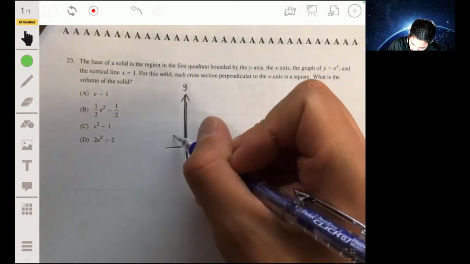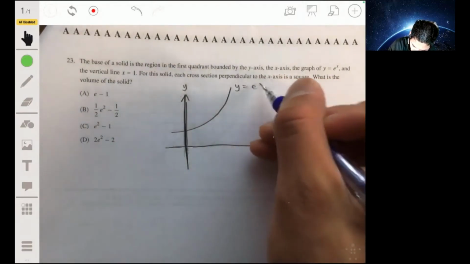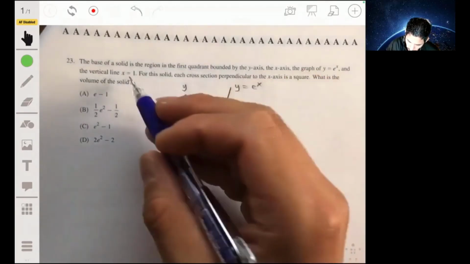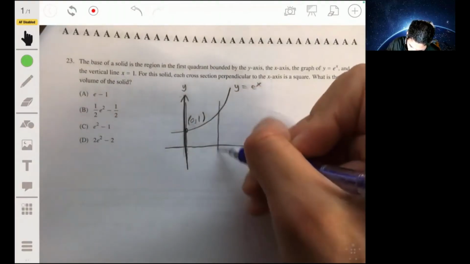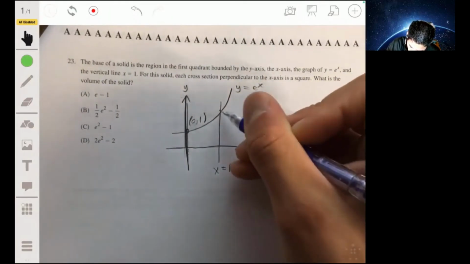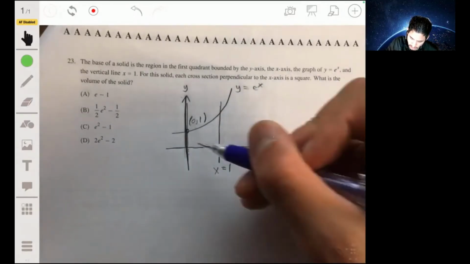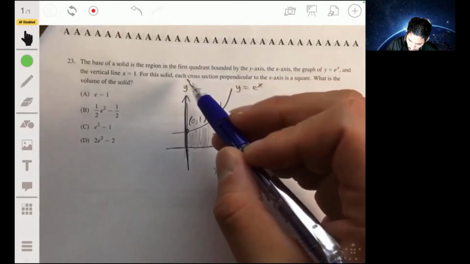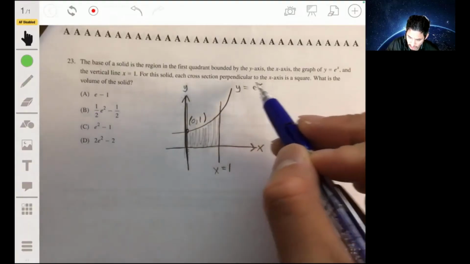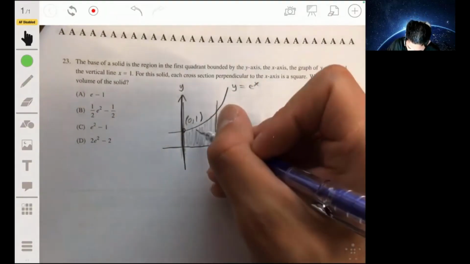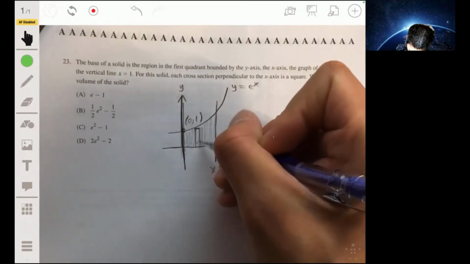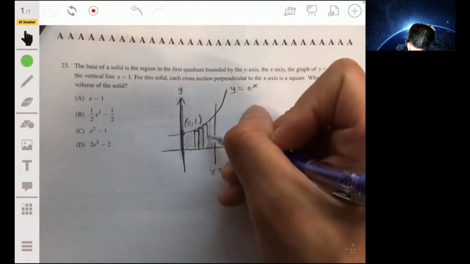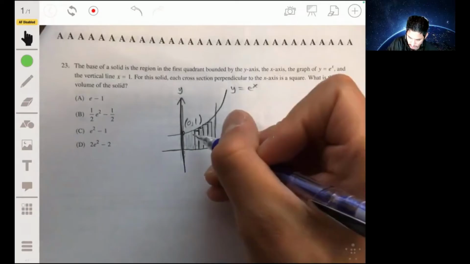Make sure you know your graph of your exponential. So that would just be something like this, y equals e to the x. 1 through 0, 1. And it's bounded by the vertical line x equals 1. So this represents the base. Now, it's saying that each cross-section perpendicular to the x-axis is square. So the cross-sections are essentially, let me see if I can draw an idea. These would be like cross-sections, these vertical rectangles. Now, this will be the direction of it.